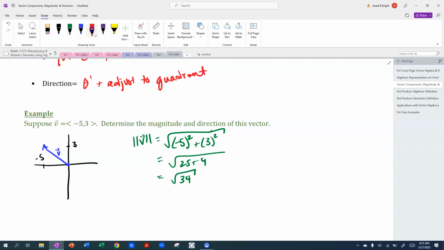Now in terms of the direction, this is where we need to be a little careful. Normally, I would say that this theta, this is our direction. But what I'm actually going to be able to calculate, again, this is A, this is B, is this angle here, which is theta prime. And so to calculate theta prime, this is where I have to do the absolute value of tangent inverse of b over a. B is 3, and a is -5, okay? And I'm going to get a number.